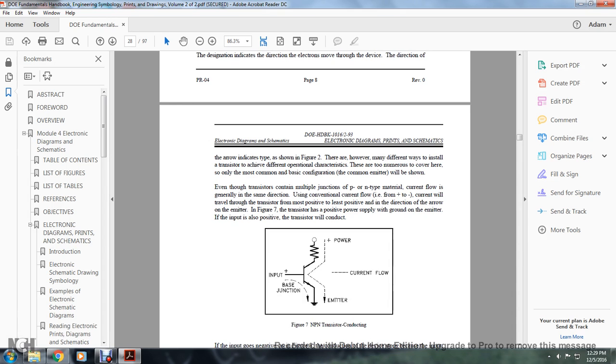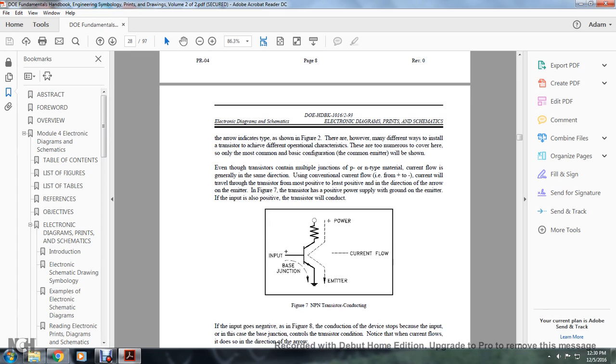Even though the transistor can multiply in junction with the P and N-type material, current flows generally in the same direction. The conventional current flow is from positive to negative. Current will travel through the transistor from the most positive to the least positive, in the direction of the arrow on the emitter. In Figure 7, the transistor has the power supply with the ground on the emitter, and if the input is also positive, the transistor will conduct.